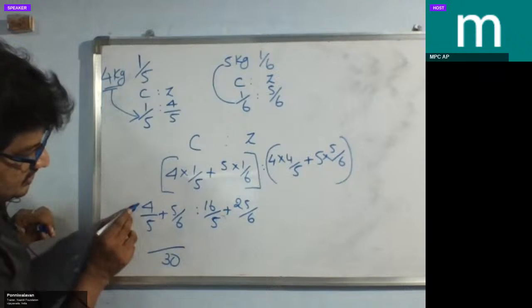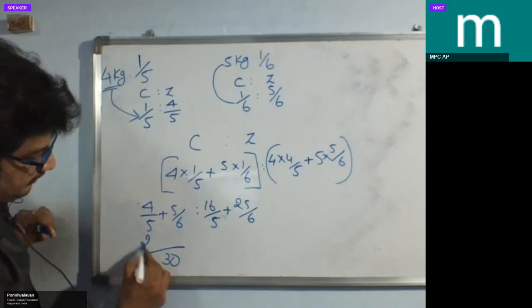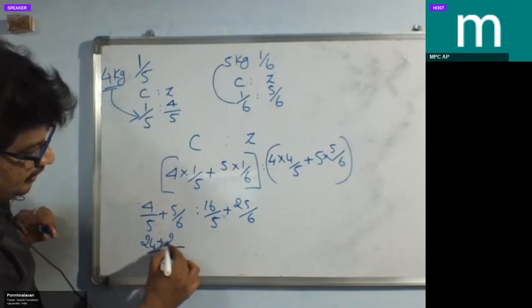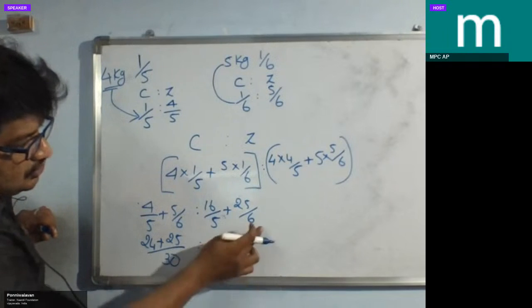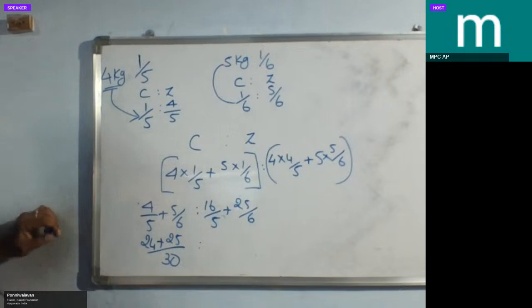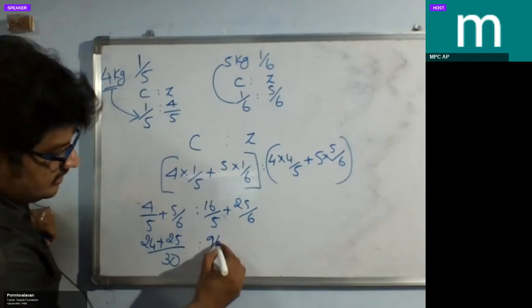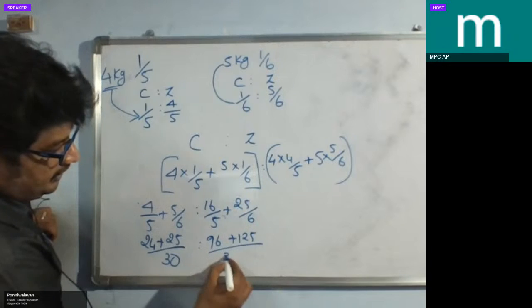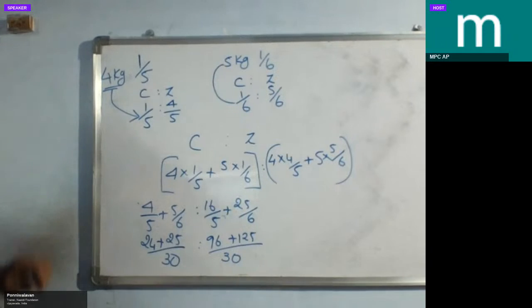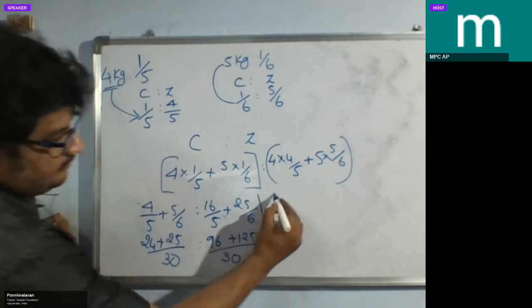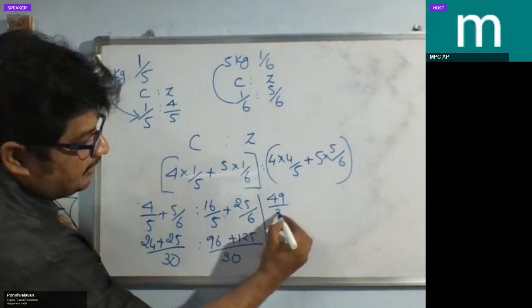So that means 6 times of this, 6 into 16, 96, plus 5 times of this, 5 into 25, 125, divided by 30. 96 plus 125 is 221, so I'll put it here, 49 by 30.